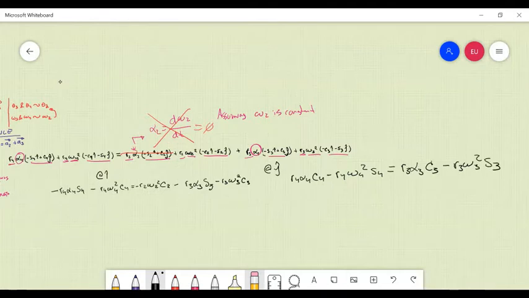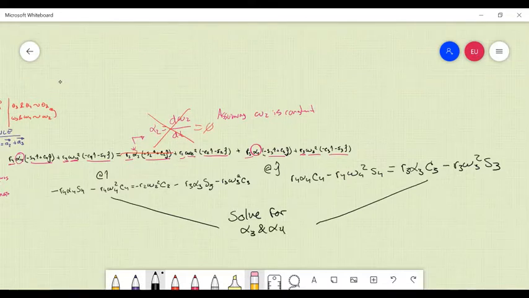Okay, and you need to solve the system of equations for alpha 4 and alpha 3. So using these two equations, solve for alpha 3 and alpha 4. Keep in mind this assumption here. That's important.